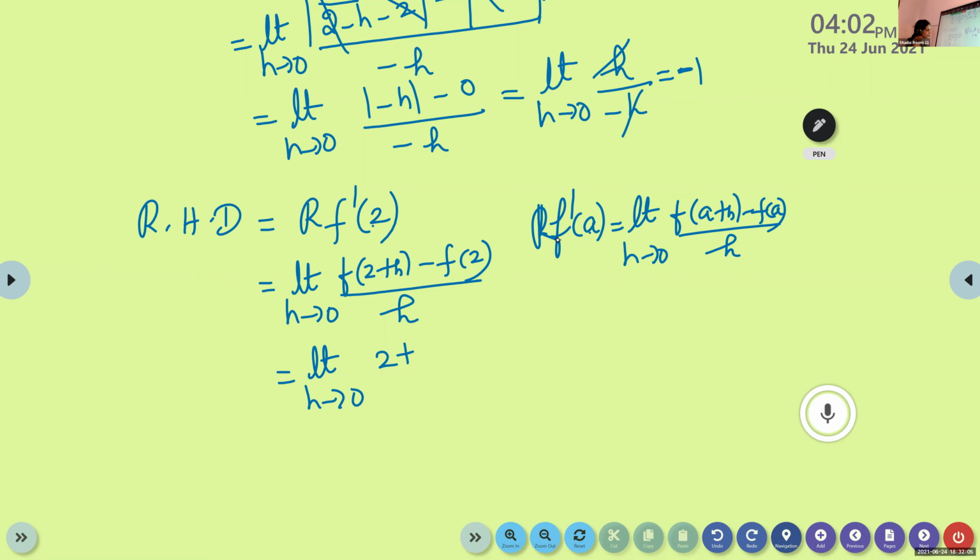So limit h tending to 0, f of 2 plus h. What is f of x defined? It is modulus of x minus 2. f of x is given as modulus of x minus 2.